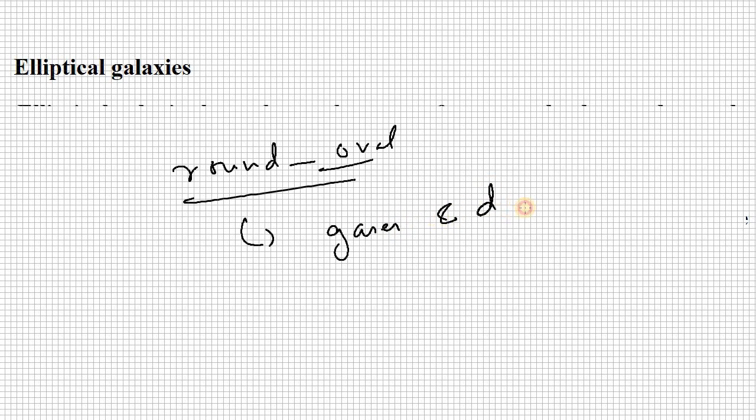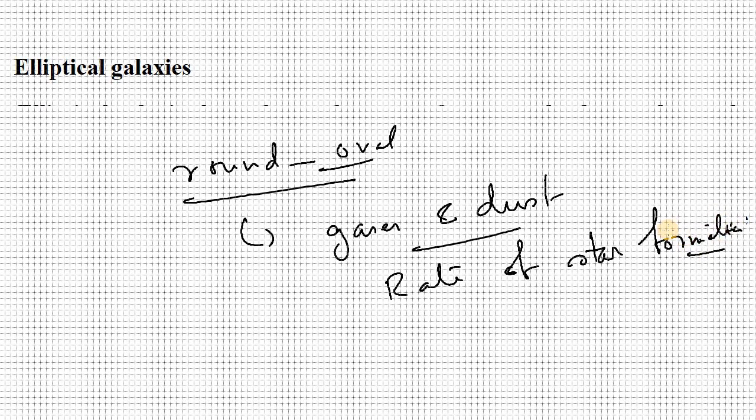Now coming to elliptical galaxies, the shape of these galaxies may vary from round to oval. These galaxies have very little content of gases and dust, and the rate of star formation is lesser compared to that of the spiral galaxies. Typically, these galaxies are quite older than the spiral galaxies.